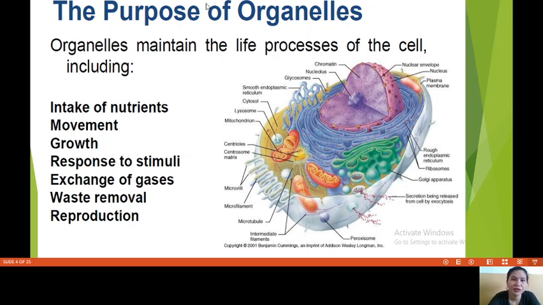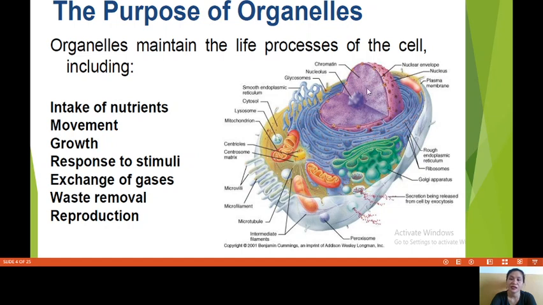So let me first read the function or the purpose of your organelles. Organelles maintain the life processes of the cell. What does that mean? When you say life processes of a cell, it means the procedures or the things that they have to do so that the cell will continue living. That is your life processes. That's why it's called life, because it's very important to do those jobs, because if they will not do it, the cell will suffer or might die.